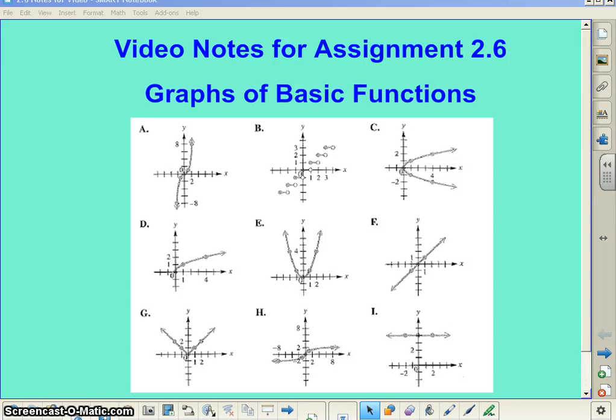These are the video notes for assignment 2.6, graphs of basic functions. And some of these functions here on the front page, come back to them later and see if you can name them.